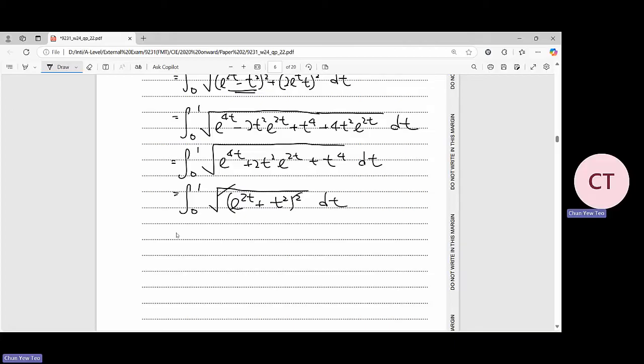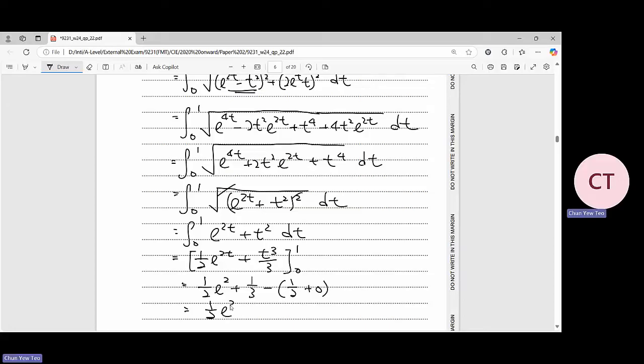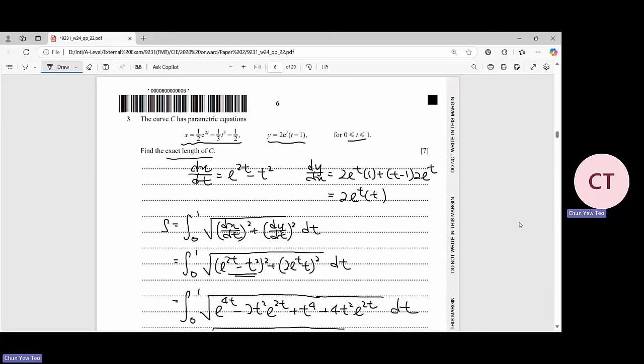Now the square and the square root can cancel off. It will remain as e power 2t plus t square. Now we just need to know how to integrate e power 2t and t square. Integrate. Replace the value inside, you get 1 over e power 2 plus 1 over 3 minus 1 over 2 plus 0. Simplify them by leaving the answer in exact form. You will get a half e square minus 1 over 6. Just like that. Done. That will be the answer for question number 3.